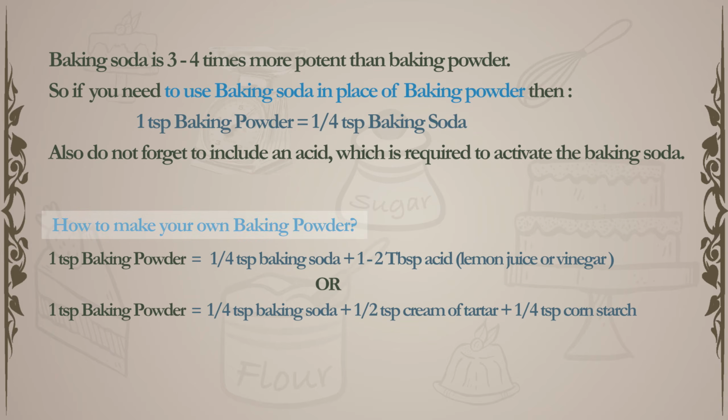How to make your own baking powder. If you need to make baking powder at home, for 1 teaspoon baking powder, use 1/4 teaspoon baking soda with 1 to 2 tablespoons of an acidic ingredient like lemon juice or vinegar. Or for 1 teaspoon baking powder, use 1/4 teaspoon baking soda with 1/2 teaspoon cream of tartar and 1/4 teaspoon cornstarch.